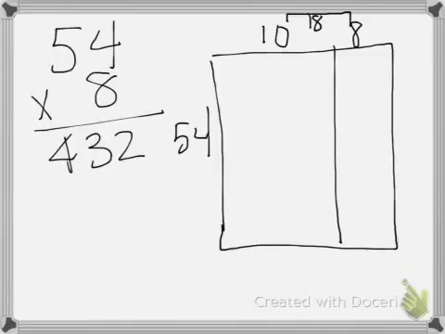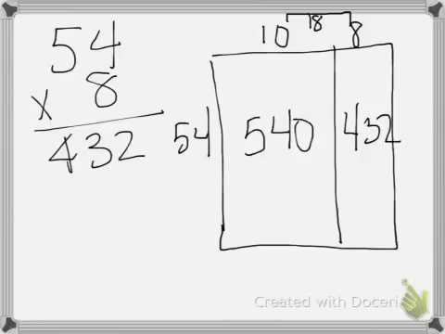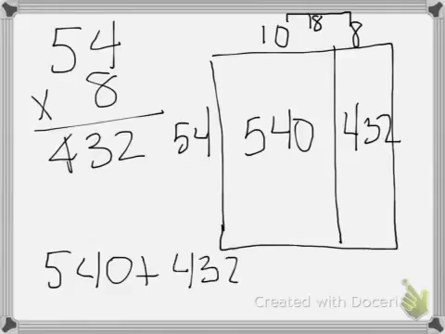would be 432 because we already know 54 times 8 is 432. Then, for the rectangle on the left, the area is 54 times 10, or 540. When we add those two together, 540 plus 432, we get 972.